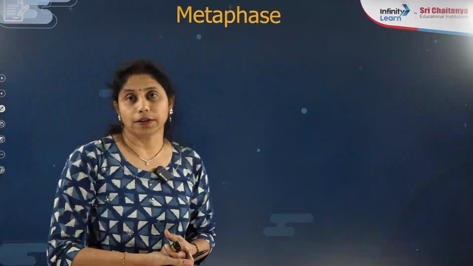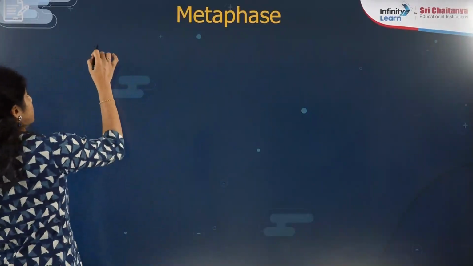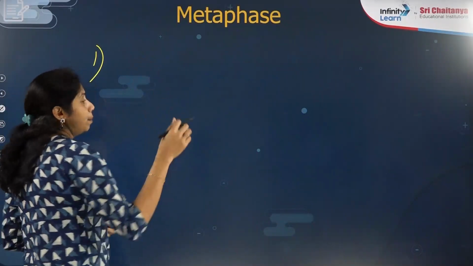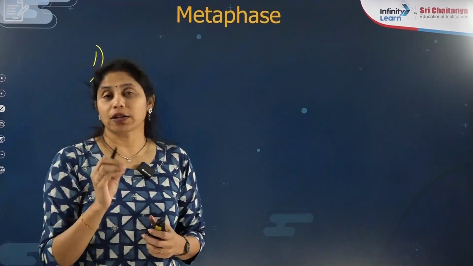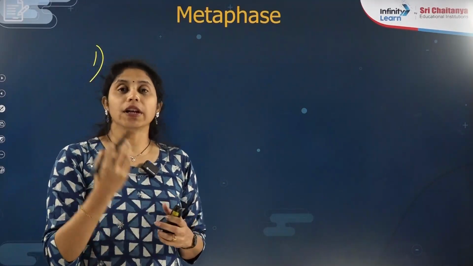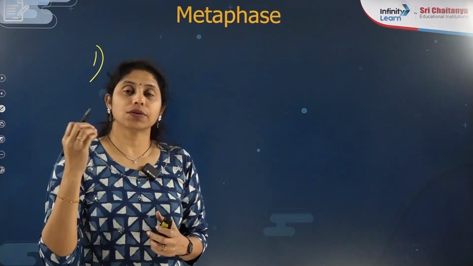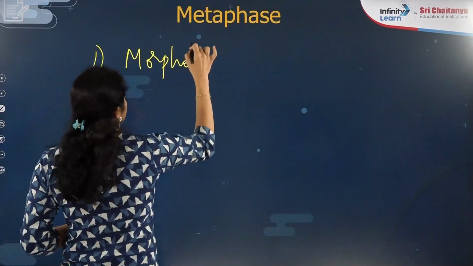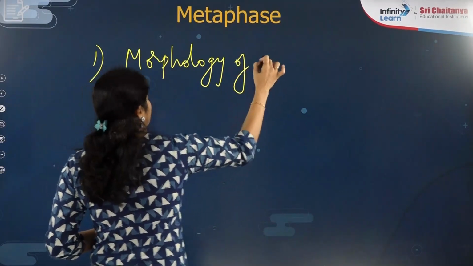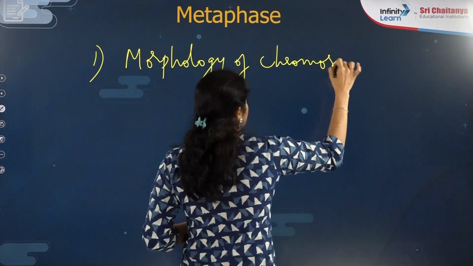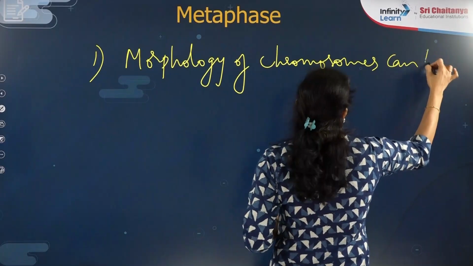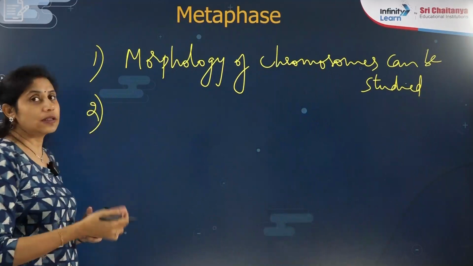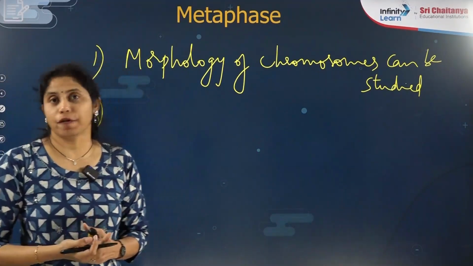Next phase is the metaphase. Metaphase is characterized by mainly two events. On the chromosomes particularly, the two sister chromatids which are already there will not be seen very clearly in the prophase, but in metaphase we can see the structure of the chromosome very clearly. So morphology of the chromosomes can be studied here, because the condensation would have been completed by the end of the prophase.